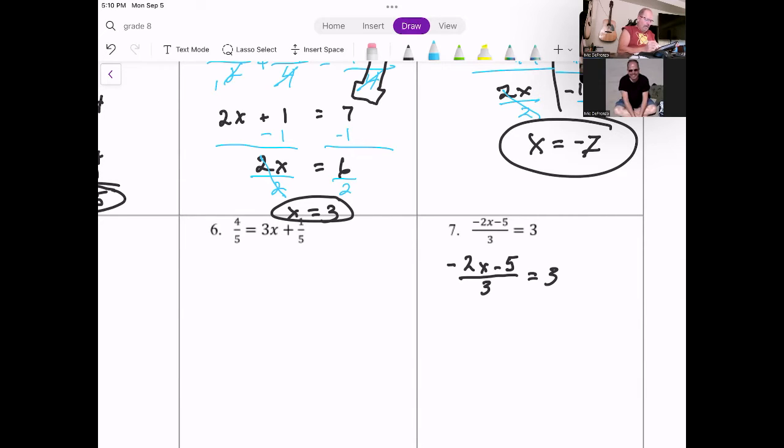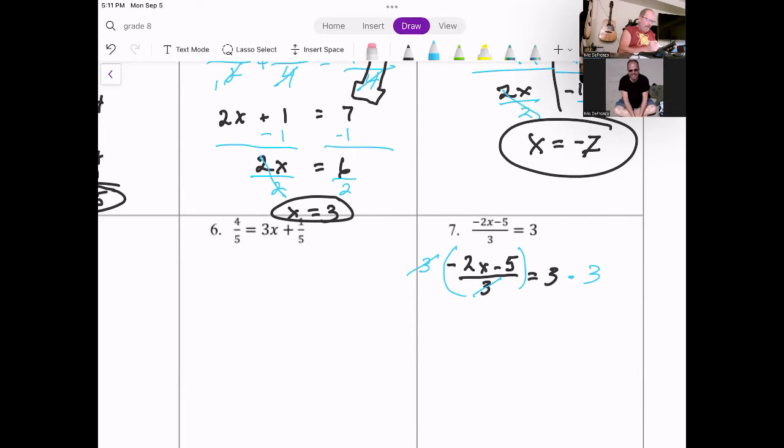So, now, there's a divided by 3. This whole side of the equal sign is divided by 3. So, what I'm going to do is undo divided by 3 by timesing by 3. And remember, this 3 is dividing. This 3 here is timesing. It's in the numerator with that negative 2x minus 5. That's why these cancel. That's why that happens.